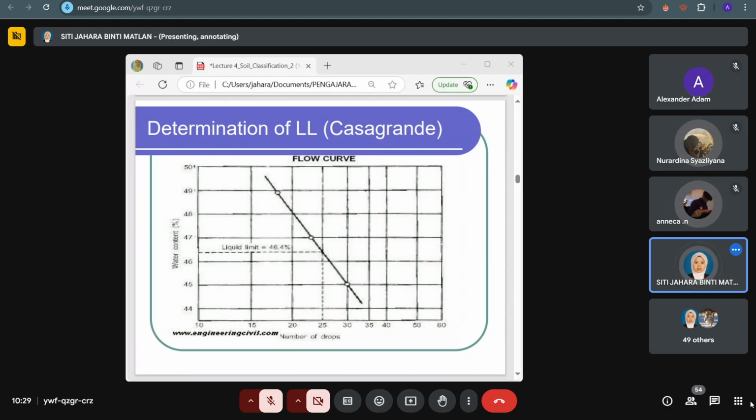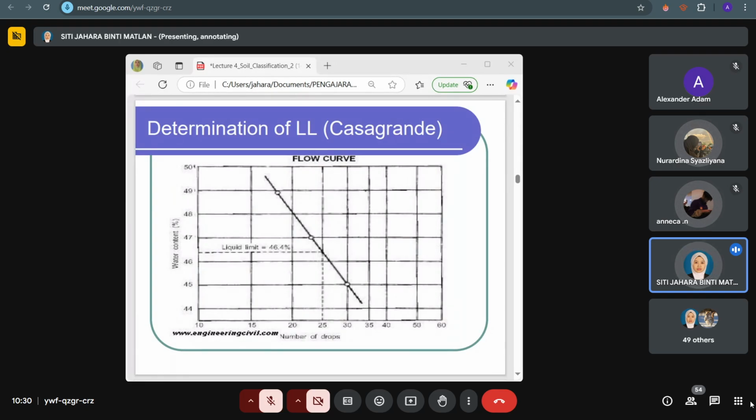So after conducting the Casagrande test and recording the water content for different numbers of blows, we plot the data on this graph. Okay, so the x-axis represents the number of drops or blows, dia panggil blows kan, and the y-axis shows the corresponding water content of the soil.